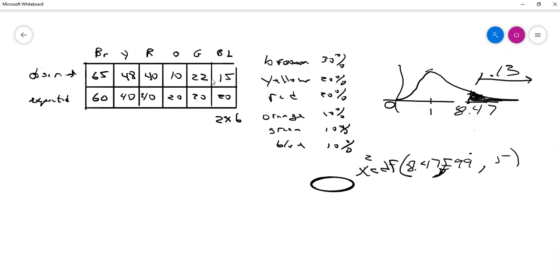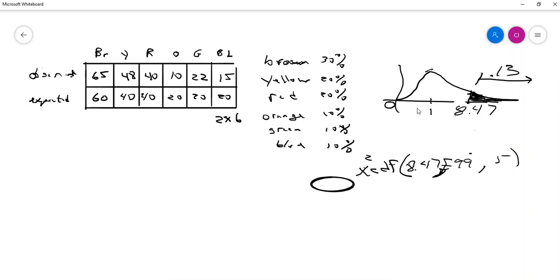Or the alternative would be that at least one comparison is significant enough from each other to cause the whole table to show a big difference. See, this number, this 8.47, came from adding up. Remember? The differences here, the differences here, the differences here. Of course, we squared and divided. So we'd get a few numbers here and a few numbers here.